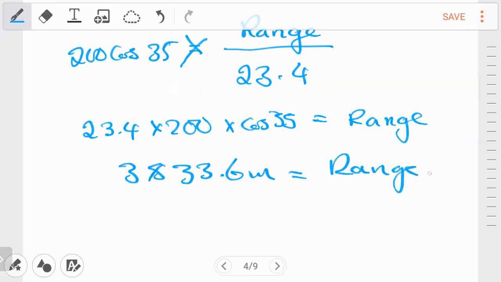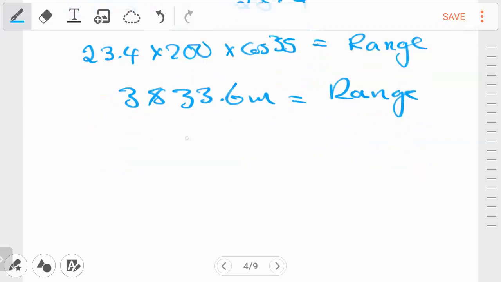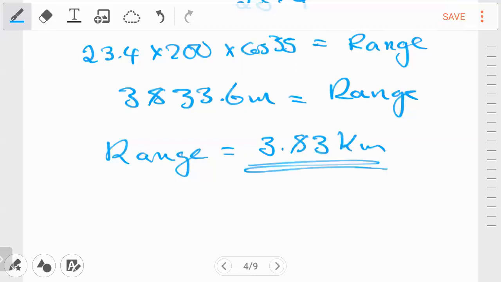So when I rewrite this, starting with range, what I'm getting now, to 3 significant figures, I can write as 3.83 kilometers. So this becomes my range. So this was very easy, very straightforward.